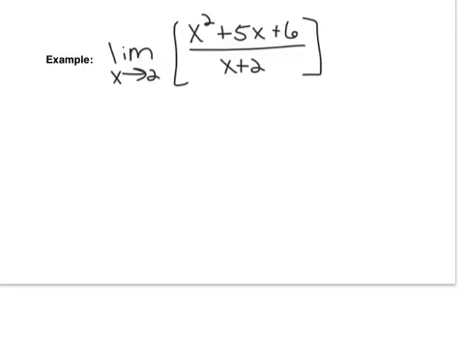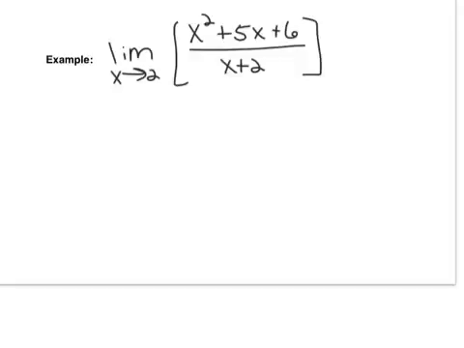So let's look at this example. The limit as x approaches 2 of this rational function. Well, if a rational function is going to be undefined, it's going to be where the denominator is 0. But if I put a positive 2 in here, my denominator is just fine. It turns into 4. So all I have to do to find this limit, I don't have to go through all the laws. I just have to evaluate this function at 2.